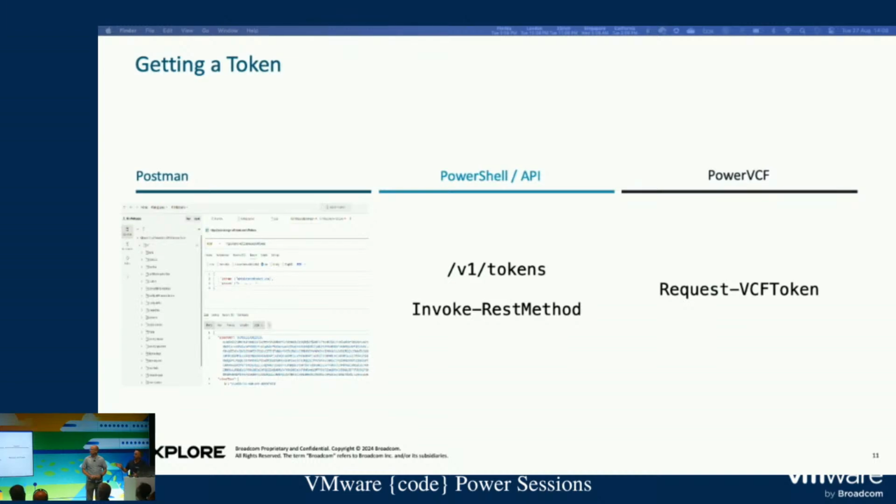We've then got the PowerShell and API option. What we are making use of again is the tokens API, and the main commandlet that we're using here, which is native in PowerShell, is the Invoke-RestMethod commandlet. That is going to be used throughout that whole section to execute these API calls natively from PowerShell. You'll see what that looks like in a minute, and why you probably want to use Power VCF instead. The final one is Power VCF, and Request-VCFToken is the command that we're going to take a quick look at.